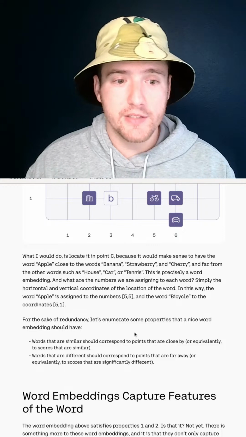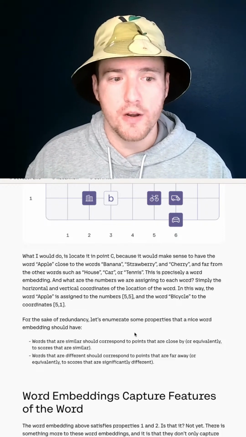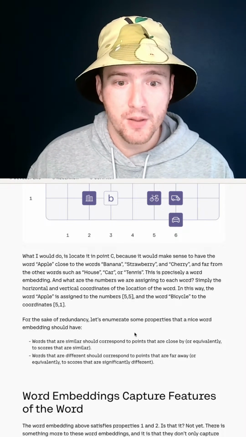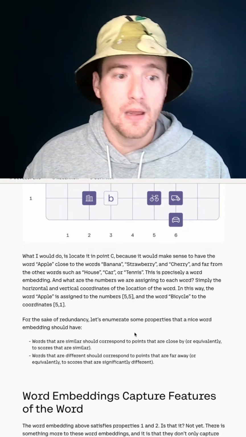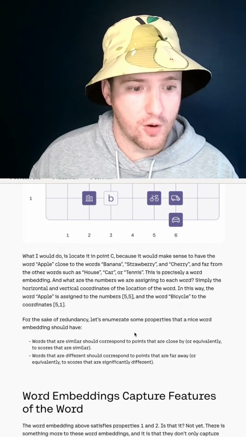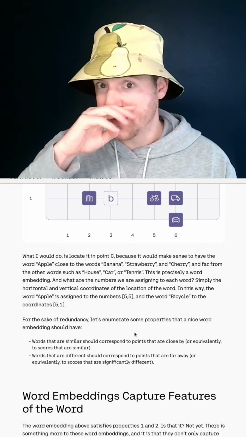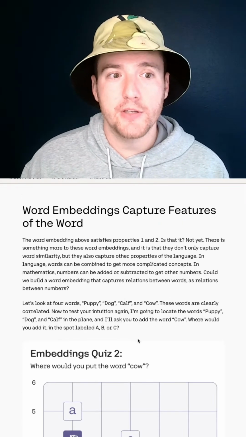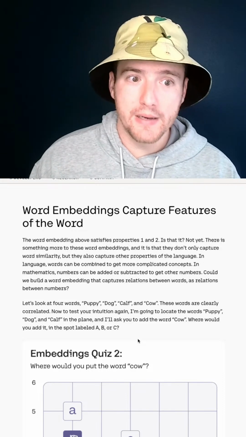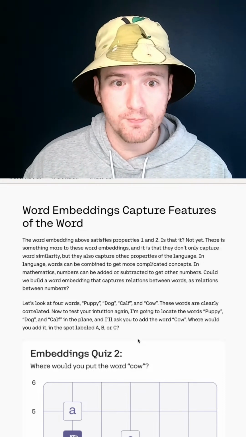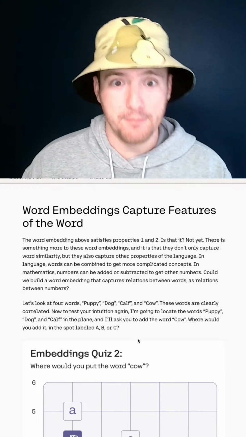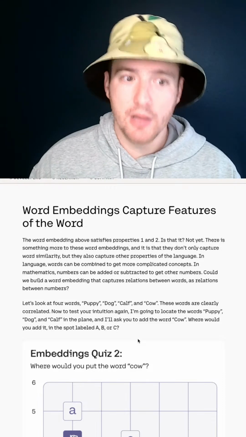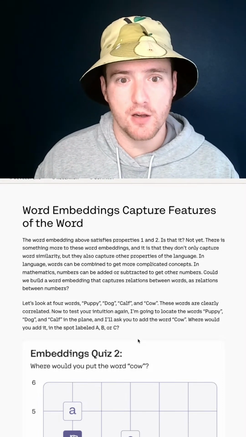For the sake of redundancy, let's enumerate some properties that a nice word embedding should have. Words that are similar should correspond to points that are close by, or equivalently to scores that are similar. And words that are different should correspond to points that are far away, or equivalently to scores that are significantly different. Word embeddings capture features of the word. The word embedding above satisfies properties 1 and 2. Is that it? Not yet. There is something more to these word embeddings, and it is that they don't only capture word similarity, but they also capture other properties of the language.